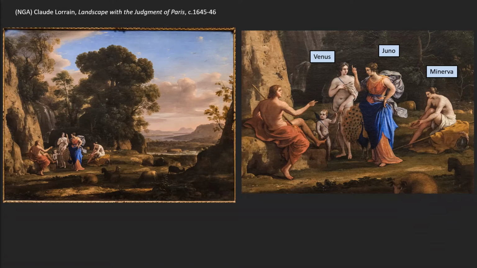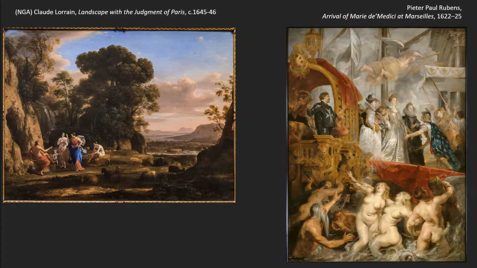Coming out of really one thing: Louis XIV, who has established the French Royal Academy teaching artists classicism. And we see it play out in both Claude and in Nicolas Poussin. We'll pick up with this as well.